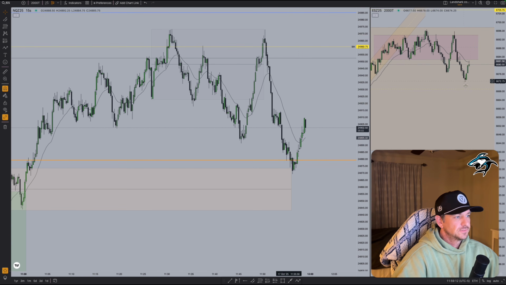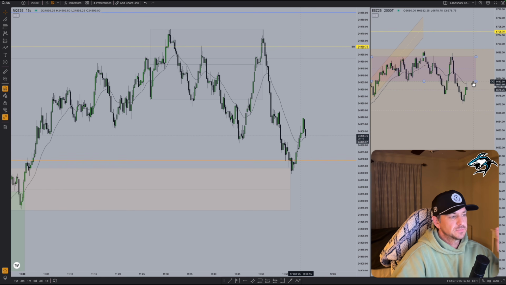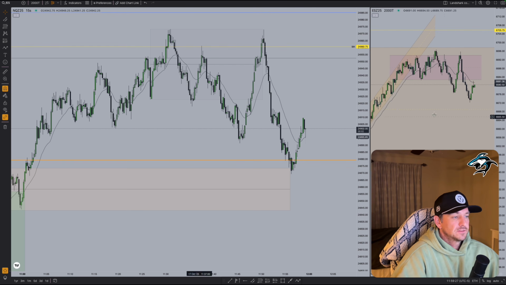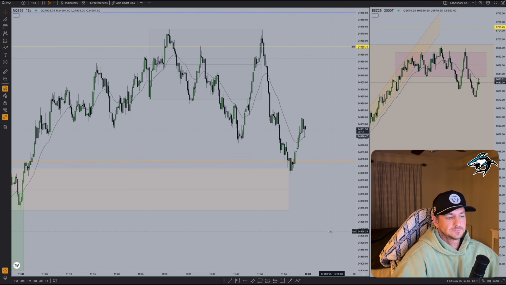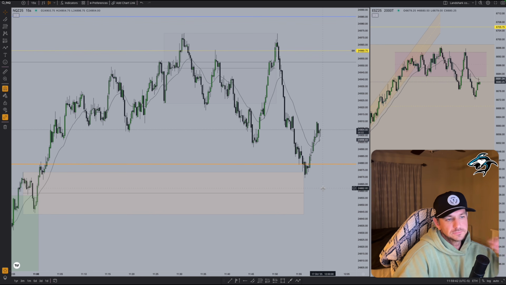So if this is another, I'm looking at ES over here. If this is another failed breakout, and the reason I love to use ES is because it's very easy for me personally to identify ranges on ES. So I like to keep it up. And it's easy to identify trends as well. All right, so we got one scalp in the bag, roughly $1,000.